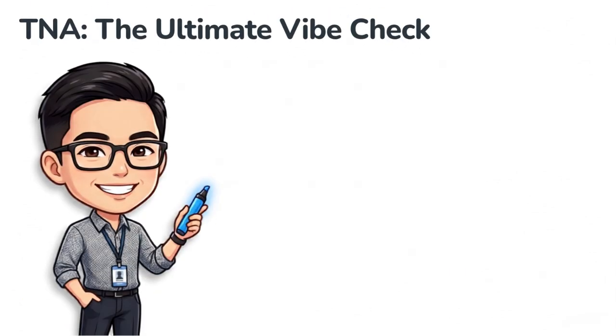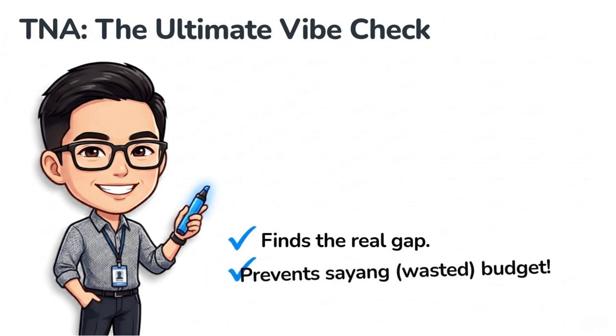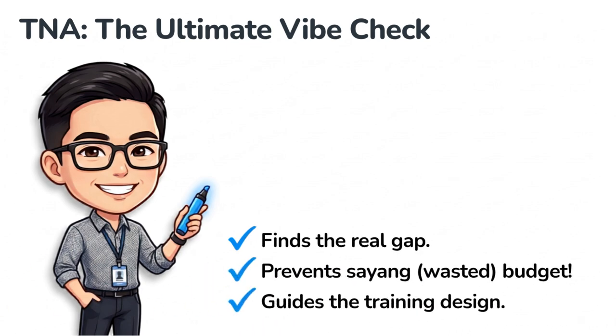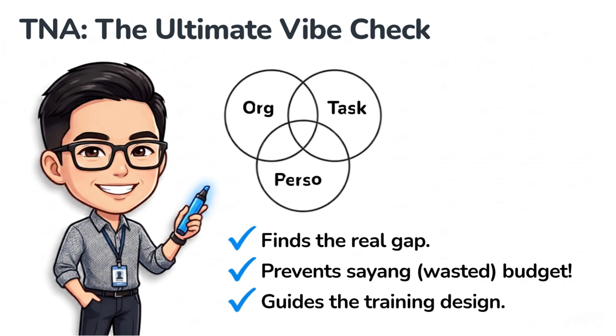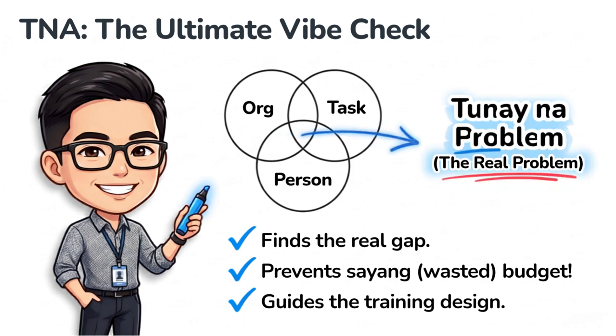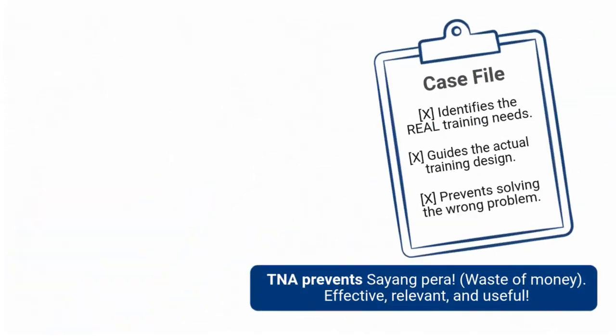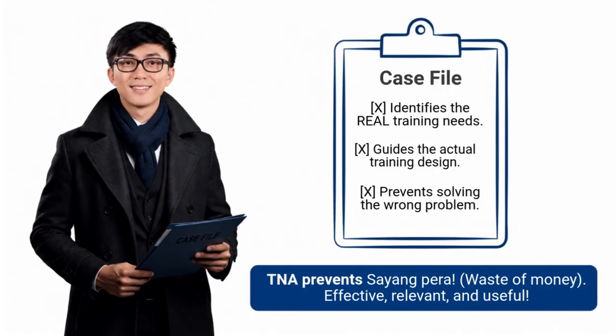To summarize, training needs analysis is the process of identifying the real gap between current and desired performance. It helps organizations decide whether training is needed and what kind of training should be created. The 3 levels of analysis, organizational, task, and person, give us a full picture of the problem. If we do TNA well, training becomes more effective, more relevant, and more useful. So today's lesson is simple. Before we train people, we need to know what they actually need. Otherwise, we are just giving lessons to the wrong problem. TNA prevents sayang pera, waste of money, and makes training effective, relevant, and useful.